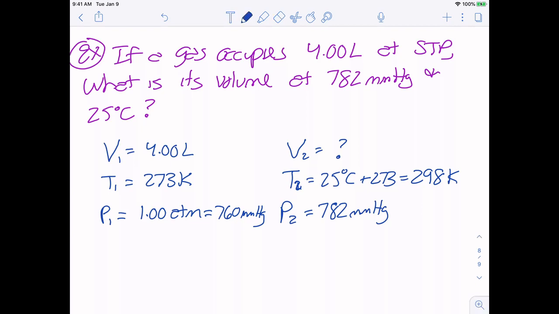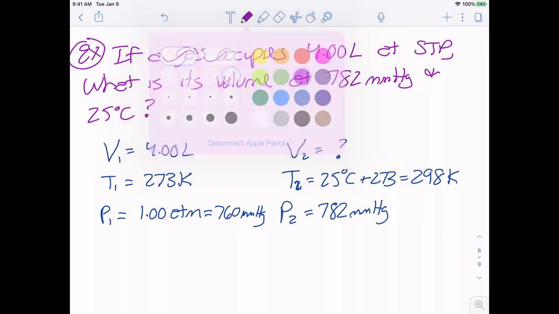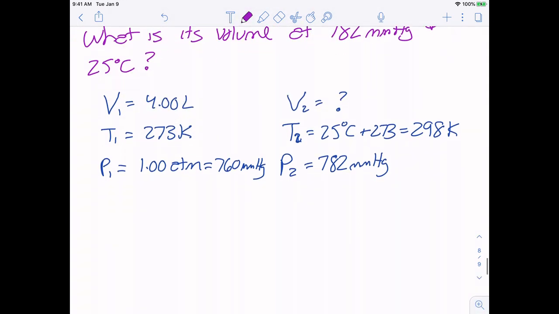So my equation, let's actually get that. PV equals nRT, this is really the only one we need. What I'm going to do is rearrange this so the things that are changing, volume, temperature, and pressure, are on one side of the equation, and the things that aren't changing are on the other side of the equation.